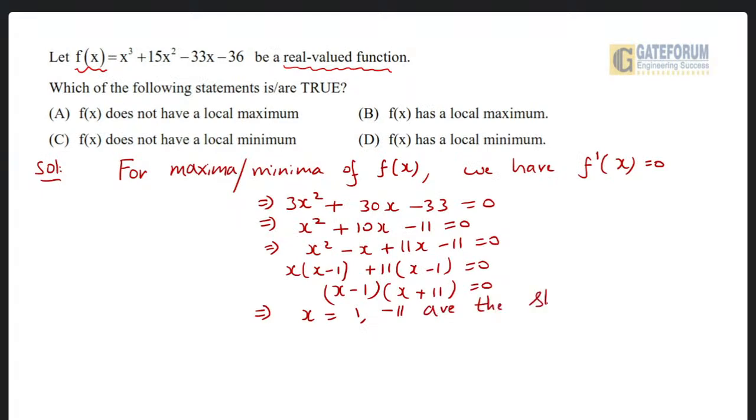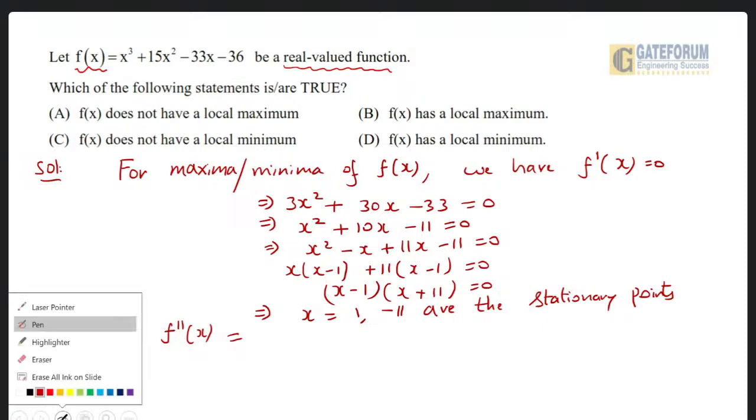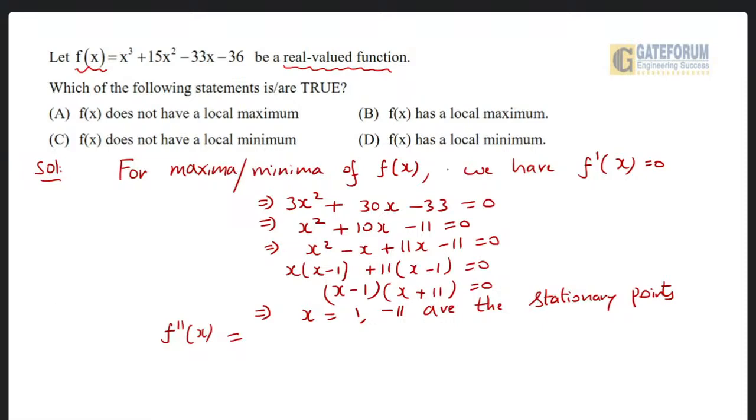That is, the one variable stationary points. Actually, stationary point means the x value and the corresponding function value, that is the y value. Depending on the options, we have to calculate like that. Now the second derivative, f double dash x. This is our first derivative. So this is the condition, and this is your first derivative.